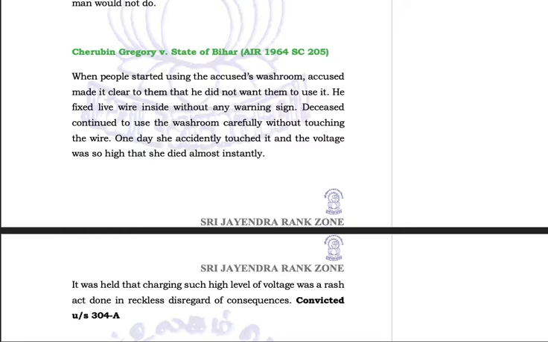So in this case, this Cherubin Gregory is a Britisher. He remained in India. Some Britishers left, some remained. So he must have had a washroom in his house. People started using the accused's washroom, illegally using his washroom. Definitely that fact is going to irritate him. Nobody likes that so many people from the general public come and use your washroom. The accused made it clear to them that he did not want them to use it.